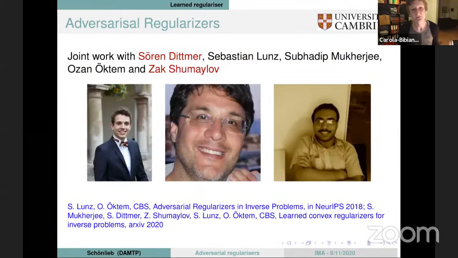This leads to the adversarial regularizers, and this is joint work with a number of people. The ones highlighted in red are the ones I didn't find a picture of.